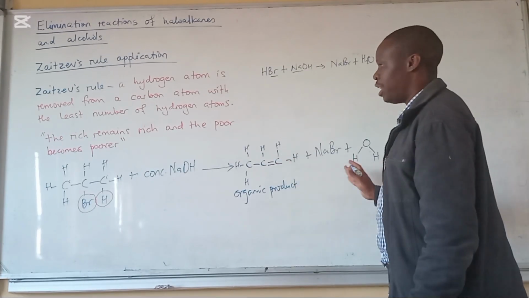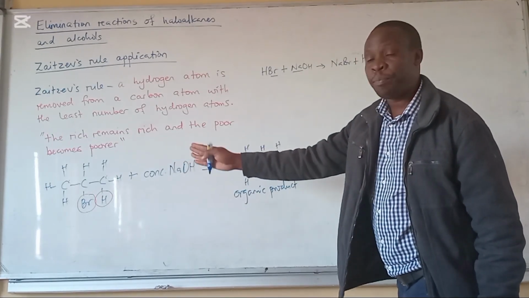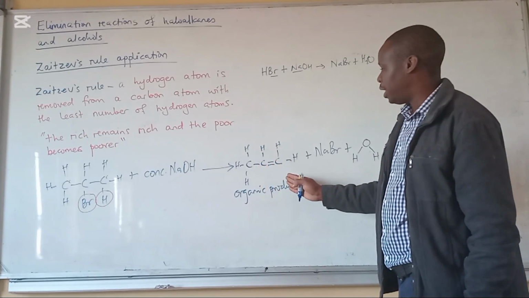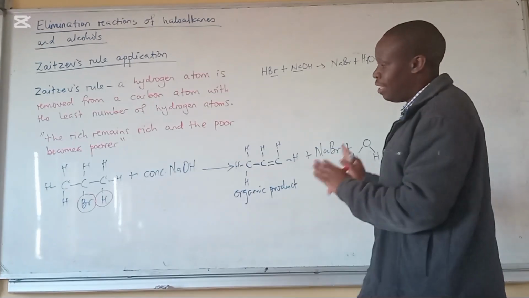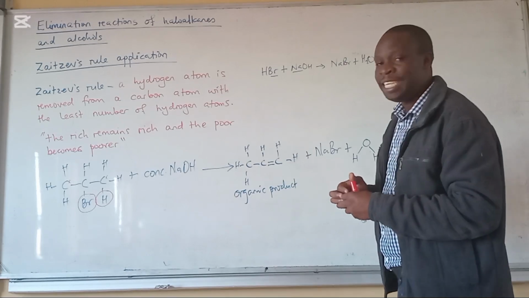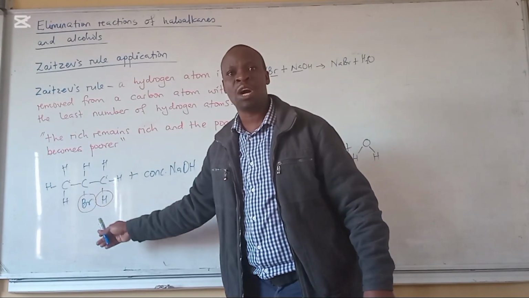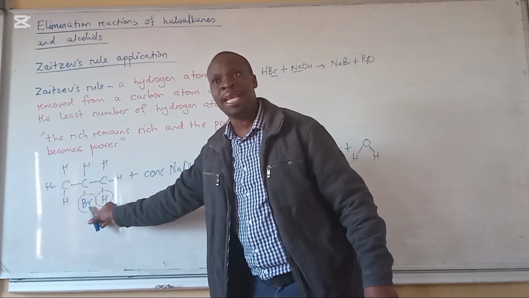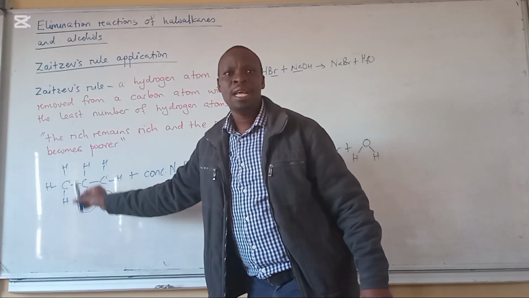So this is the reaction between 2-bromopropane with sodium hydroxide to form this organic product, propene, sodium bromide, and water. And in this case, like I said, there is no application of the Zaitsev rule because this is a symmetrical compound. Whatever is on this side of the carbon atom holding the bromine is the same as what is on this side of the carbon atom holding the bromine.